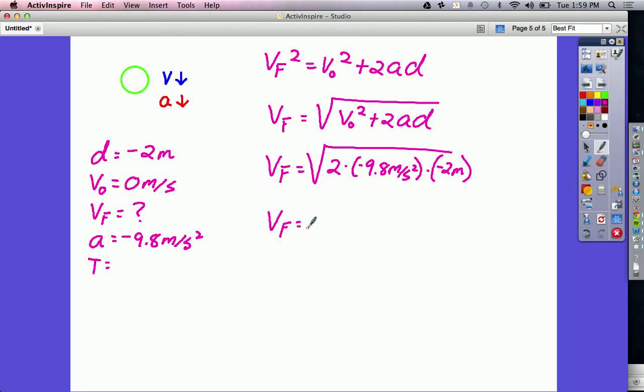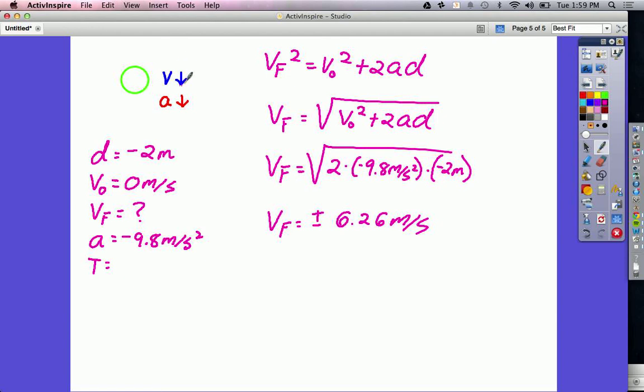When we plug all that into our calculators, we should get an answer of 6.26 meters per second. But since it's coming out of a square root, is it a positive 6.26 or a negative 6.26? Well, you have to think about the problem and what makes sense. Which way is this thing going to fall?